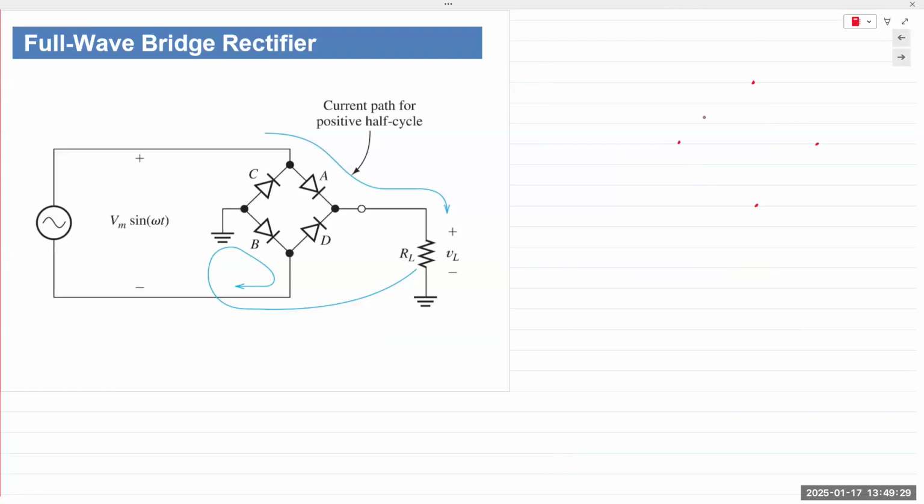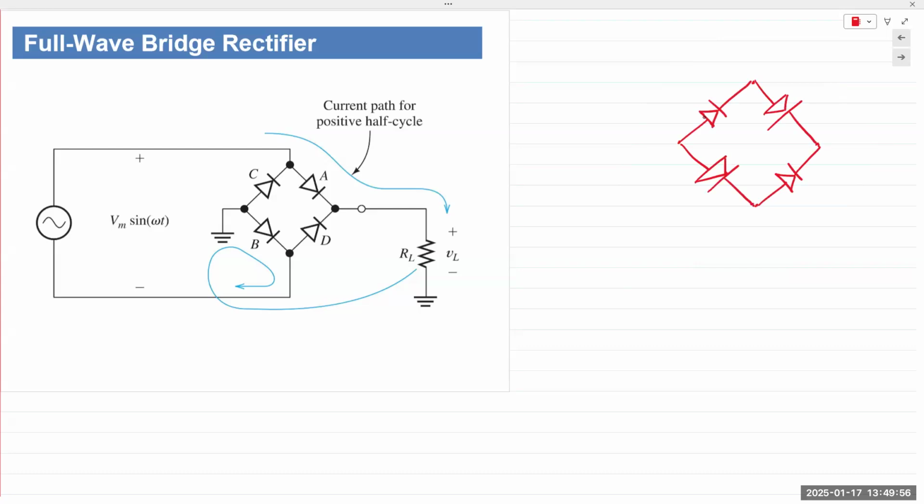And what we want to do is draw our diodes with 2 of them pointing up and 2 of them pointing down. So we'll take these 2 diodes right here pointing up, and these 2 diodes here pointing down. They should be in the same direction.